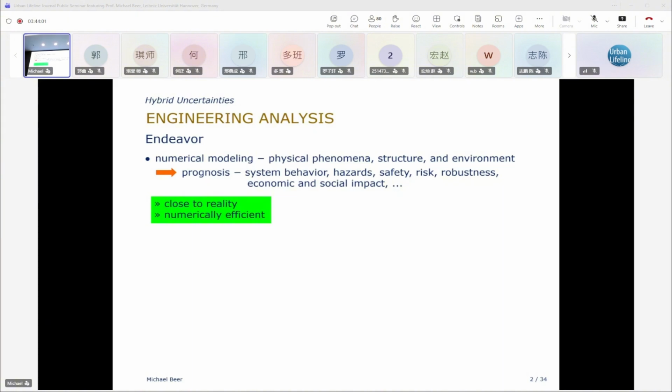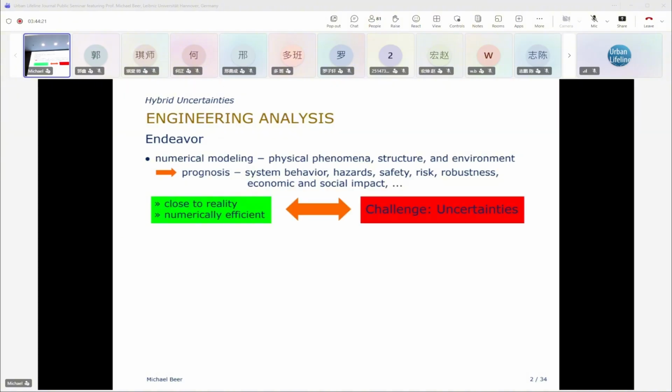These two items are in a counterbalance. If you model something in more detail, it is closer to reality, but not numerically efficient. If you want to do something numerically very efficient, you usually have a rough model, which is very fast, but not so close to reality. So we have to find the balance between these two items.